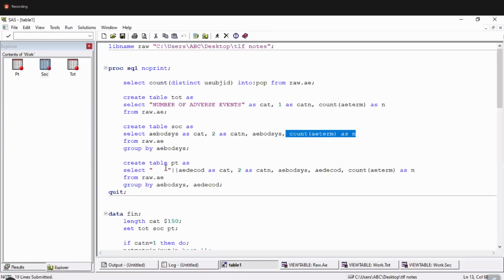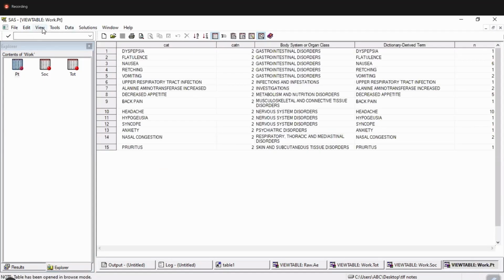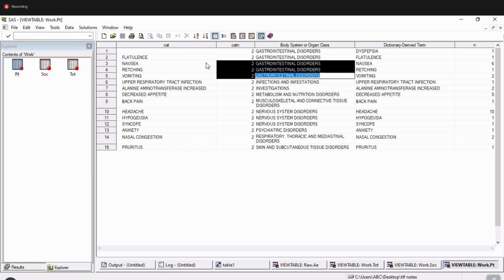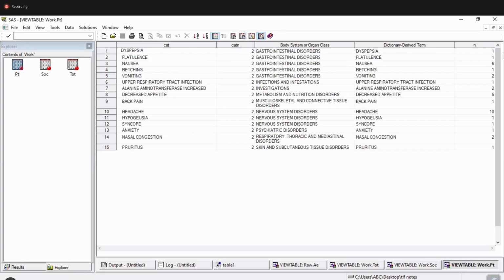Now, the third table, you are grouping by AE body systems and AE terms. Observe the cat variable. Under each body system, for example, under gastrointestinal disorder, these are the AE codes. For each AE code, how many adverse events do you have? That counts.